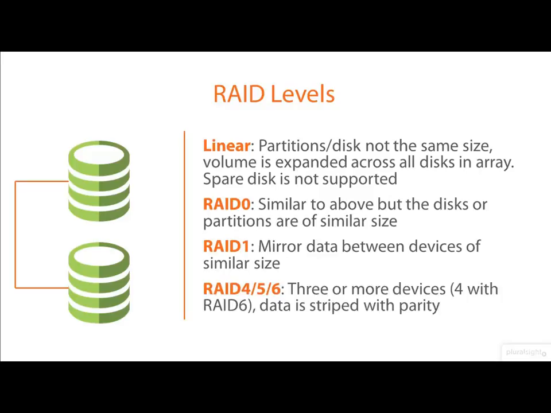When we look at RAID level 4, 5 and 6, we make better use of the space, but still have redundancy. So we have to have 3 or more devices with RAID level 4 and 5, and 4 or more with RAID 6. We write to, let's say, 2 devices and write parity information through to the 3rd device.